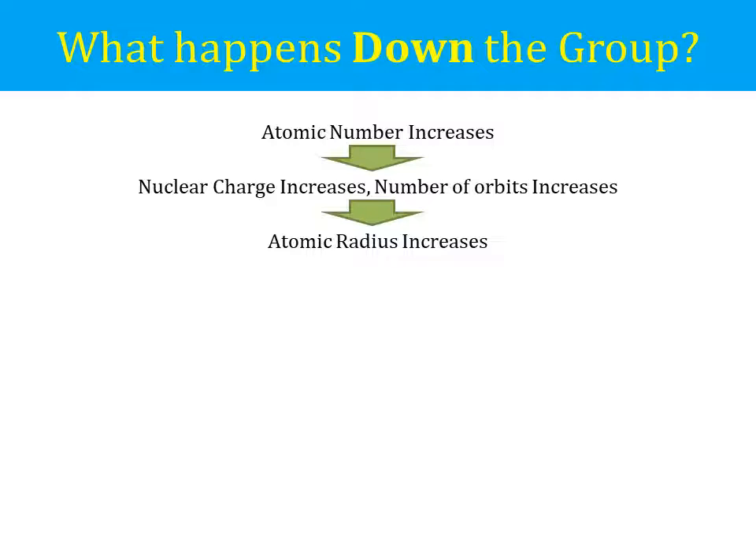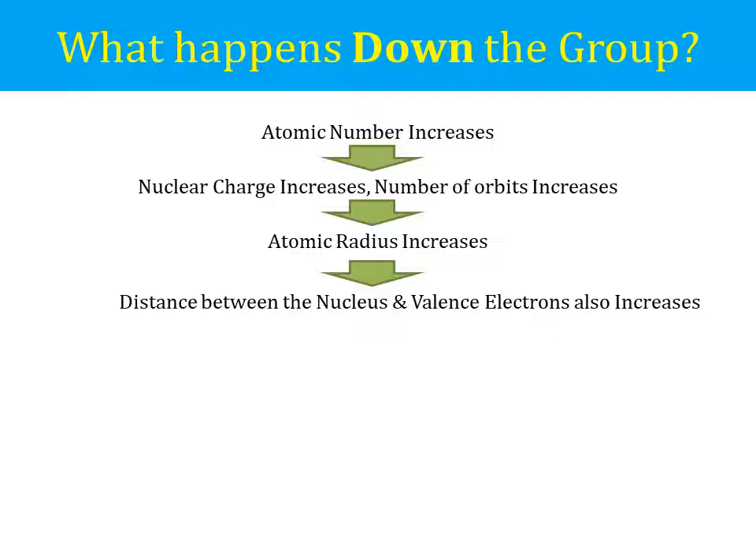So with an increase in the nuclear charge, the number of orbits increases, and hence atomic radius increases. What does atomic radius increase signify? It signifies that the distance between the nucleus and valence electrons also increases. We know that atomic radius is actually measured till the valence shell, so the valence electrons were there, and the distance between the nucleus and the valence electrons also increases.